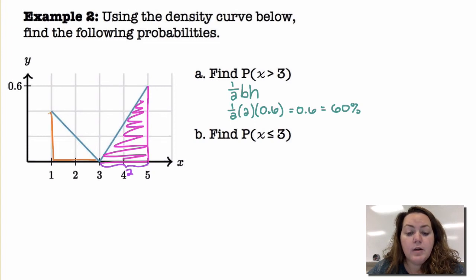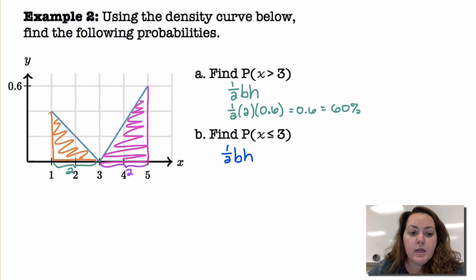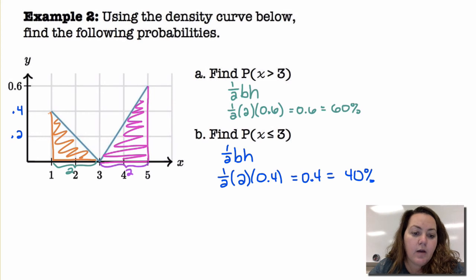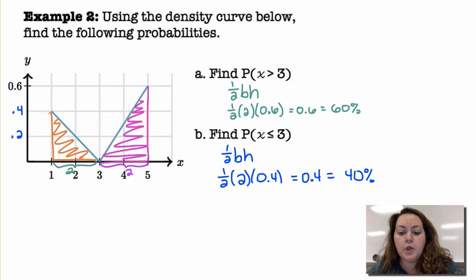The area less than or equal to 3, I have a base measurement of 2 and a height. For the height, I have to look: it goes to 0.6, but it's not going all the way up there. This is counting by 0.2, so 0.2, 0.4, 0.6. So the height for that orange triangle piece is 0.4. So I have 1/2 times 2 times 0.4. Half of 2 is 1, times 0.4 is 0.4, which is 40%. Again, the area under the curve has to equal 100%. Since I'm accounting for all of the area, I have less than or equal to 3 and greater than 3, I should have 100%. 60 and 40 makes 100%.